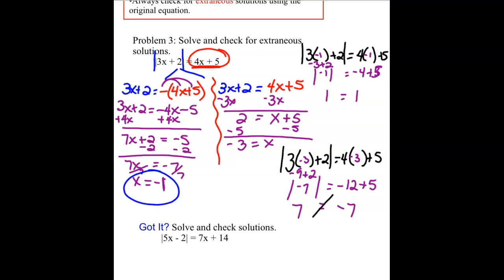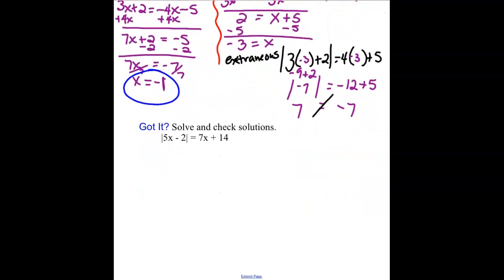Since those are not equal, this is what we would call extraneous. It's an extra solution that doesn't really work, so we would not include it in our final answer. All right, this is our last question for today. I'd like you to pause the video, try it, and then come back on and check with me.